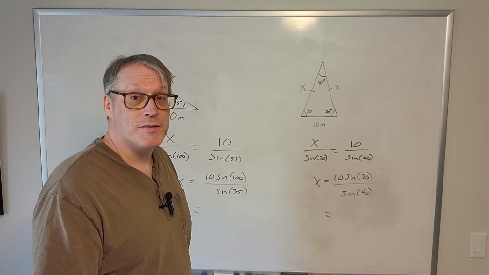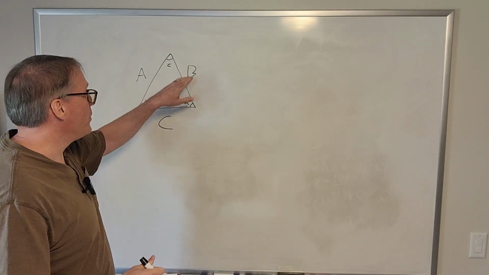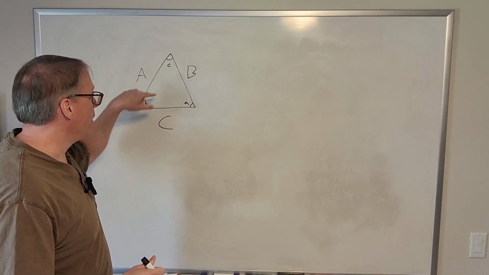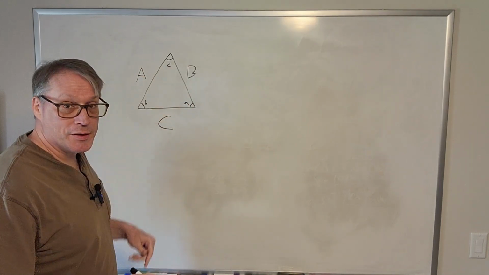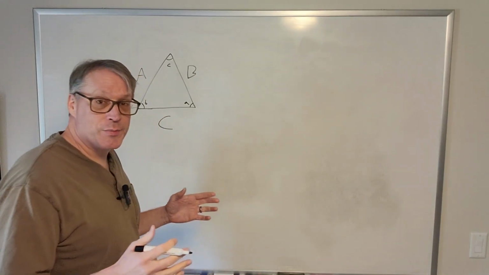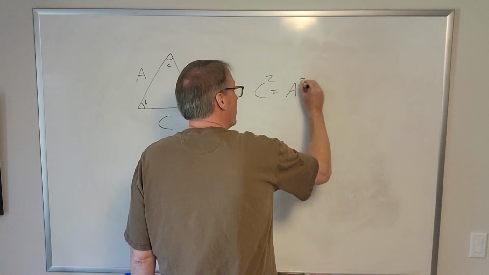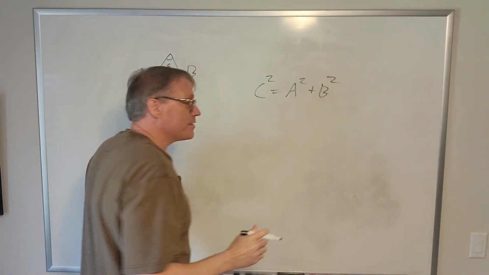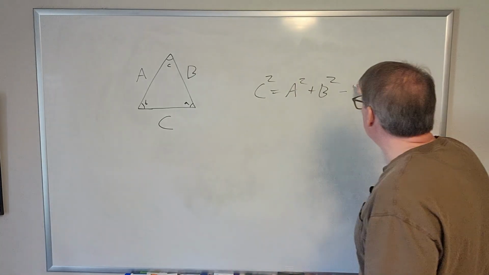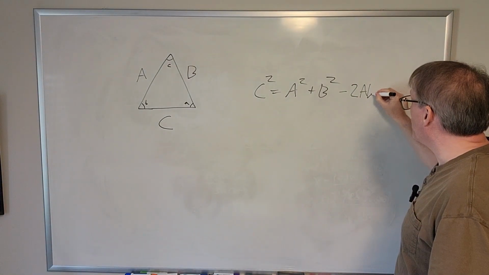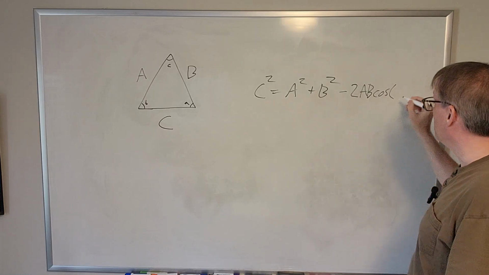Let's move on to law of cosines. Okay, same setup as before. For law of cosines, we have capital A, B, and C, lowercase a opposite the big A, lowercase b opposite the big B, lowercase c opposite the big C. You start out just like the Pythagorean theorem. C squared equals A squared plus B squared. But this isn't a right triangle, so that's not sufficient. You also then have to subtract 2 times capital A, capital B, cosine of little c.